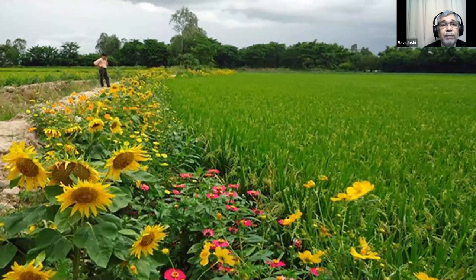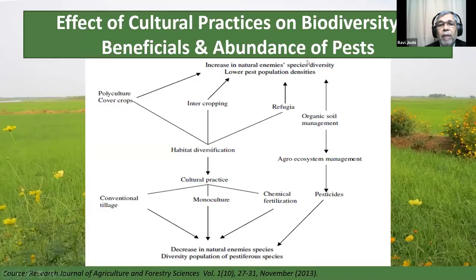So this is a typical field in China. You can see the flowering plants, and this is the rice field. And then you have undisturbed habitats. You can see in the background the trees and the other vegetation.